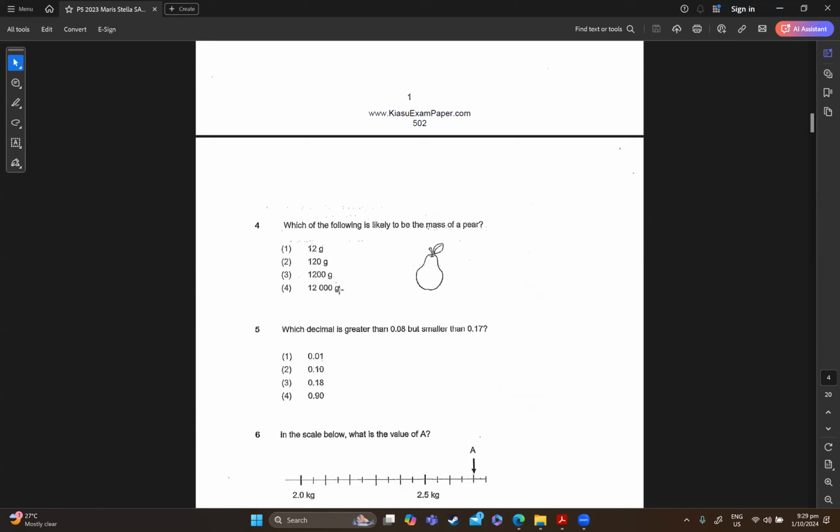Question 5. Which decimal is greater than 0.08 but smaller than 0.17? So any number that's within 0.08 to 0.17 is the answer. So the answer is simply option number 2, 0.10. Okay.